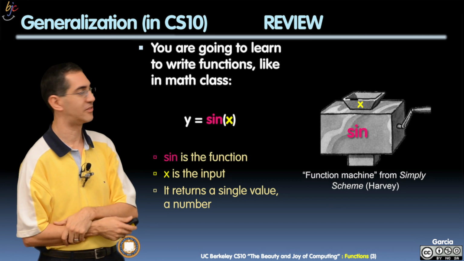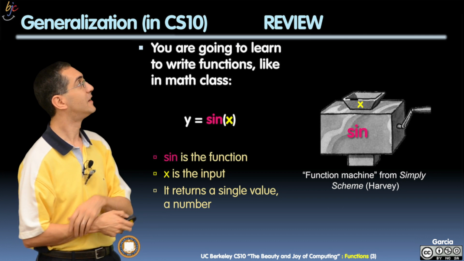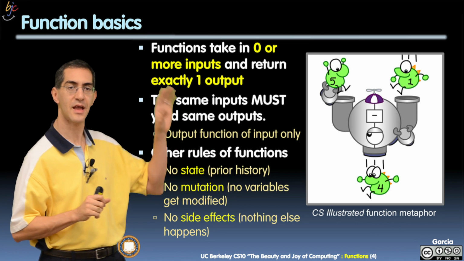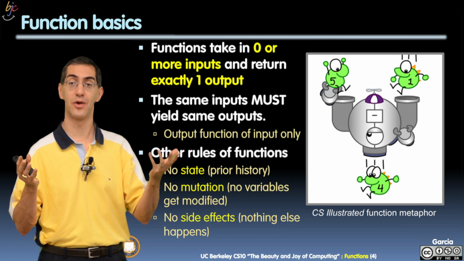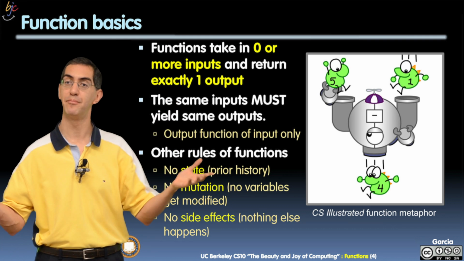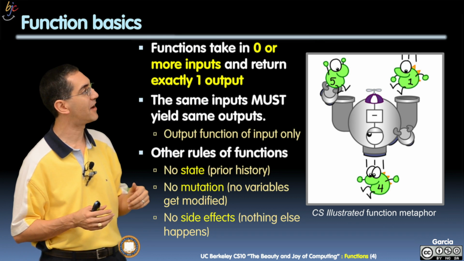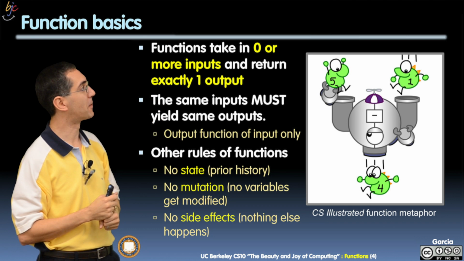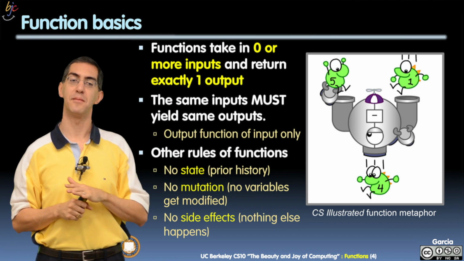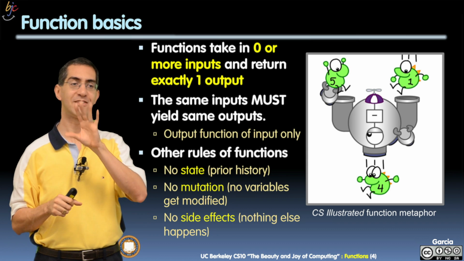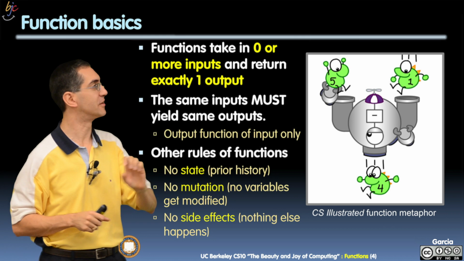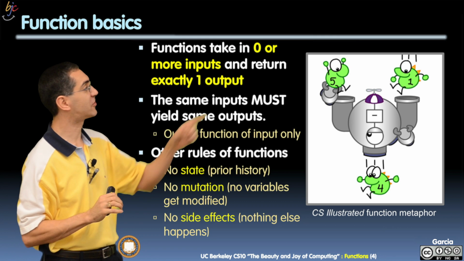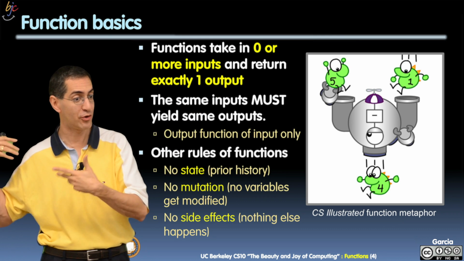You've seen that before, and this is a nice function diagram from Simply Scheme, Brian Harvey's book. So the basics of a function are very simple, but they're really important that you understand them. A function is something that takes 0 or more inputs. So it can take any number of inputs. And in this metaphor, the inputs in this diagram are kind of the tubes of information flowing into the top. The same input must yield the same output. That's a really critical, important decision, because what that says is that the output is a function only of the input. It's not a function of prior state, what happened yesterday or a moment ago.